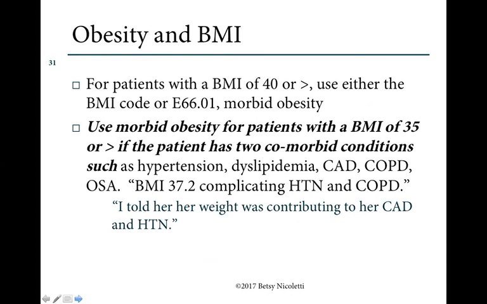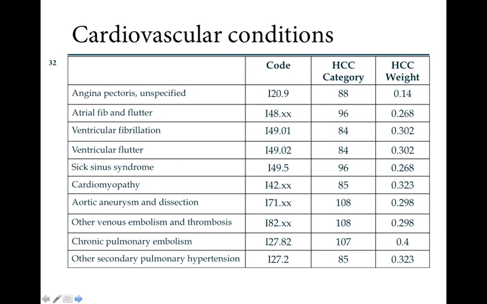I told her her weight was contributing to her coronary artery disease and hypertension. Then you could use E66.01 for that patient. There are a list of cardiovascular conditions. This is an example of when even some unspecified codes carry the same weight. But there are many cardiac codes where a with manifestation carries a higher weight.